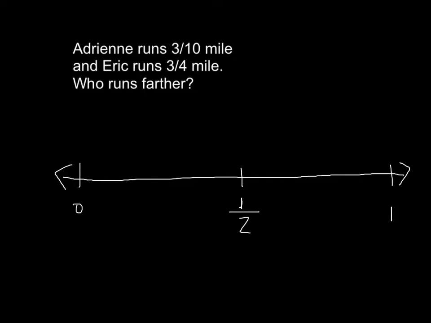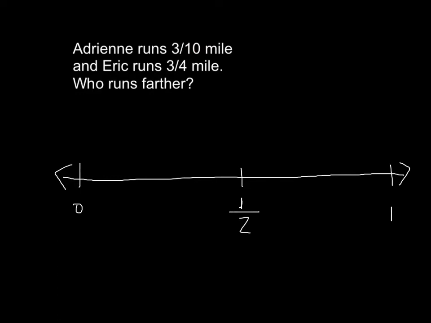We can compare fractions to your favorite benchmark numbers. So we've made this number line because both 3/10 and 3/4 are less than 1, so we have a 0 as our start point and a 1 as our end point. Now I've already added a 1/2 in here. We know that the largest denominator is the number 10, so we're going to have to divide our number line into tenths.